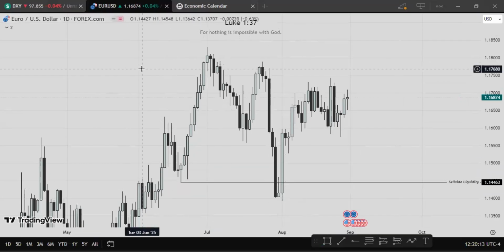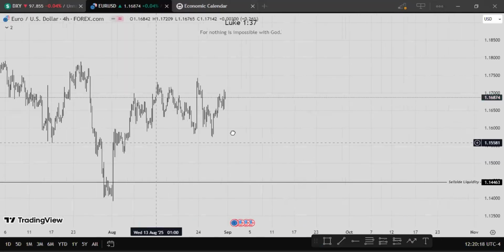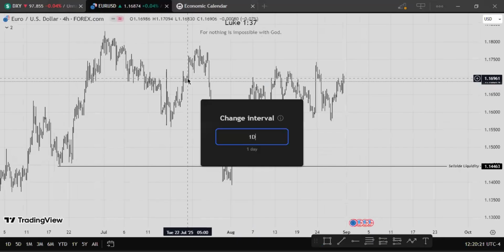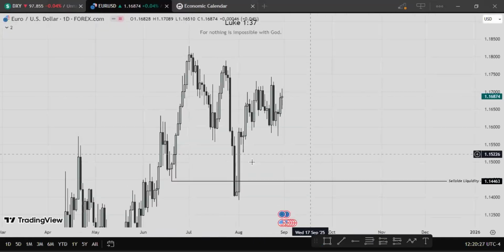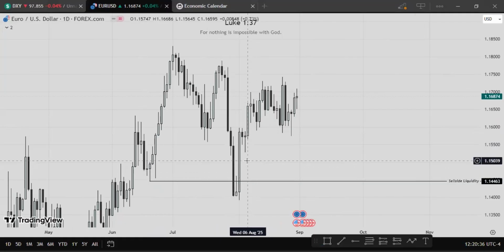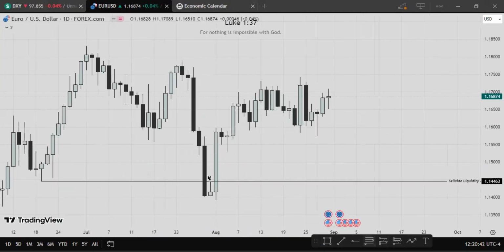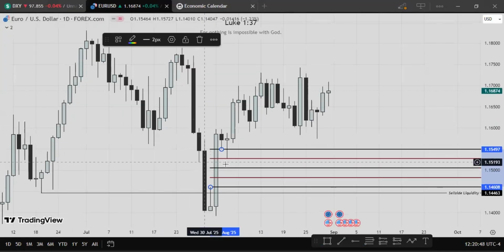So let me actually go down to the 4 hour. We have a sweep of this low. So this is an SMT. And then right here, we have a balanced price range. That's why we didn't come back and fill the whole thing, or at least the 50%. We just traded into this fair value gap, stayed into the 0.75 level of that fair value gap. If you look at that, we reacted. And that shows you that we show good signs of bullish order flow.